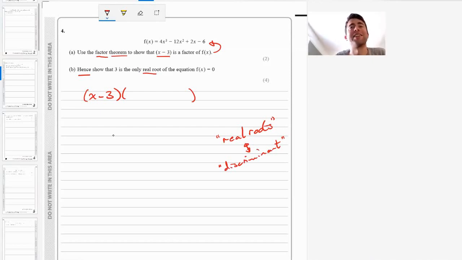Again, I'll leave that up to you as to how to find that quadratic and then use the discriminant.